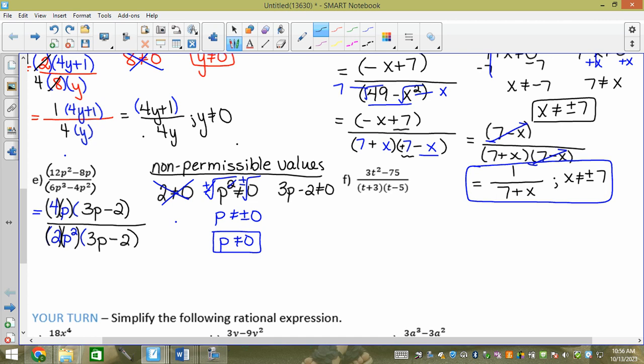Now 3p minus 2 can't equal 0. What are we going to have to do? Get p by itself. So we're going to move the 2 first by adding it. So I get 3p can't equal 2. And then what do I do? Divide by 3. Okay, so p can't equal 2/3. And then we can put our NPVs together. p can't equal 0 and 2/3.